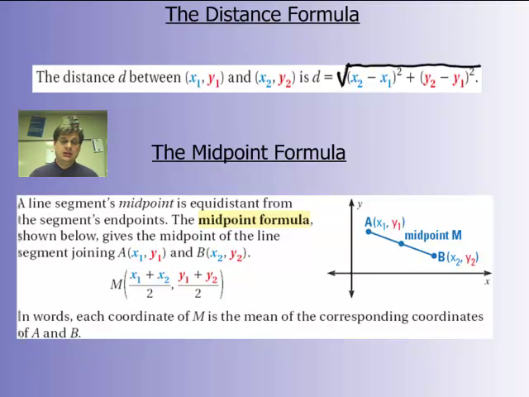The other formula is the midpoint formula, and the midpoint formula is just that. It finds the exact middle of a line segment created by 2 points, or the halfway point between 2 points on a line segment. And basically, it's just the average of the x's and the average of the y's. We will be seeing these formulas from time to time when dealing with conics.